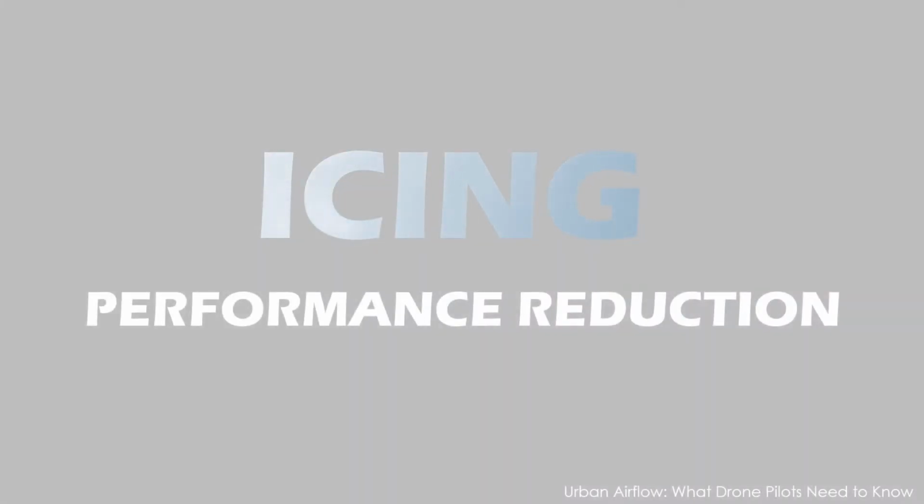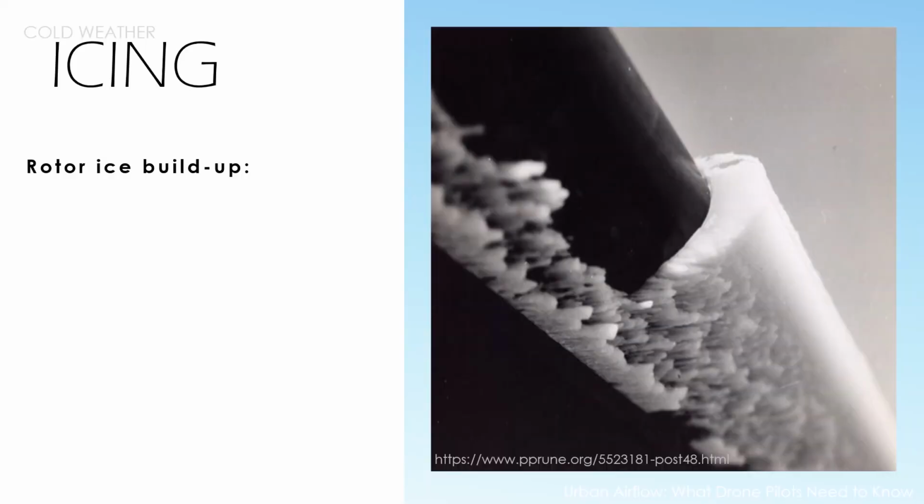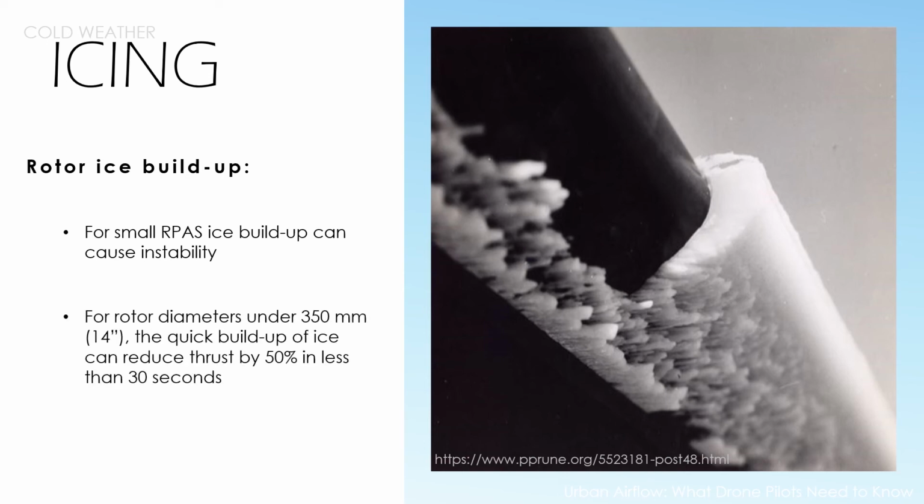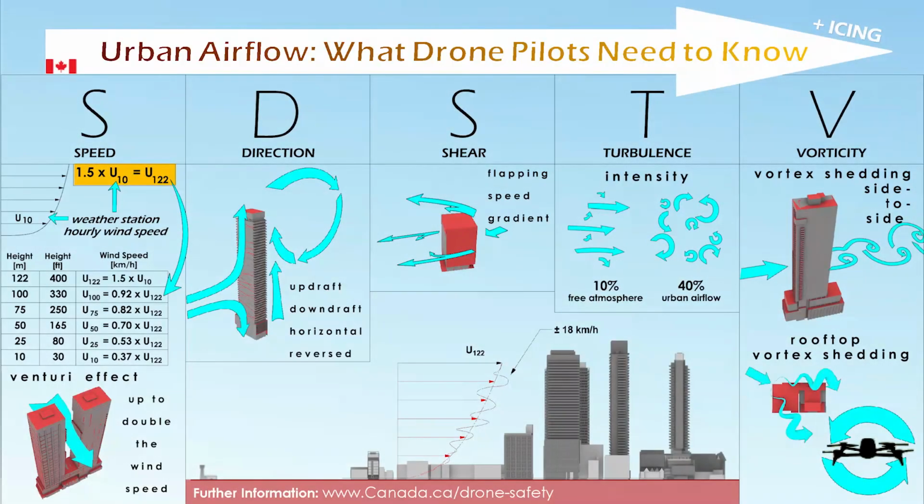RPAS users must also watch for icing conditions. In addition to operational hazards due to the complex airflow within the urban environment, for cold conditions, instabilities caused by ice accretion impact the performance of rotor blades, potentially making it impossible for the RPAS to fly. For rotor diameters under 350 mm, the quick buildup of ice can reduce thrust by 50% in less than 30 seconds. Icing conditions are a consideration along with speed, direction, shear, turbulence, and vorticity, SDSTV, as each adds potential weather-induced hazards within the urban environment that RPAS users should be aware of when planning or maneuvering through a flight path.